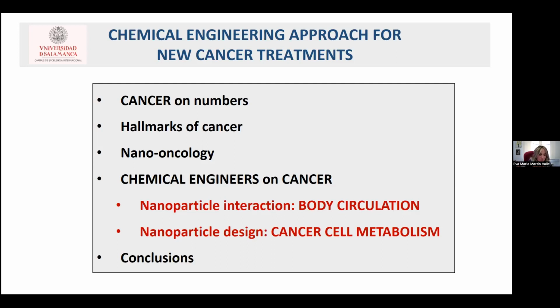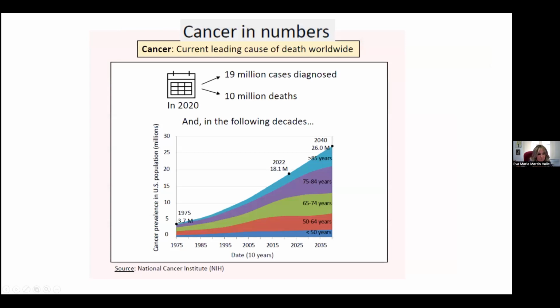And finally, the conclusion of my talk. If we pay attention to the cancer numbers, we can see that today it is the current leading cause of death worldwide.